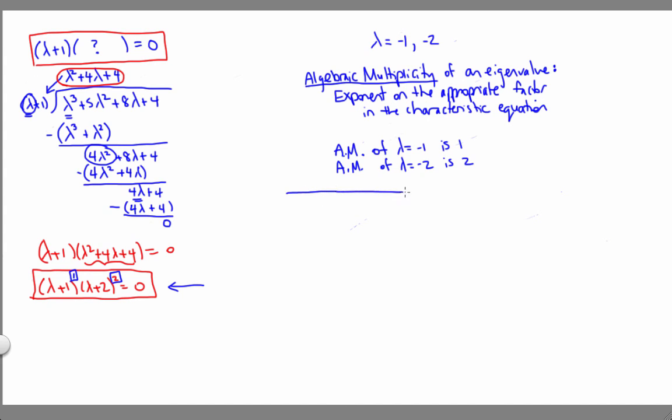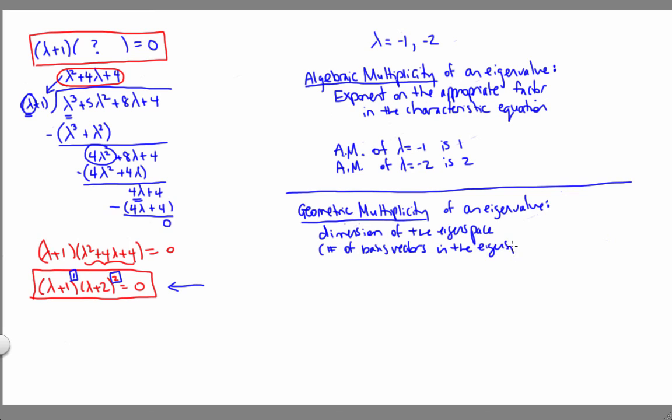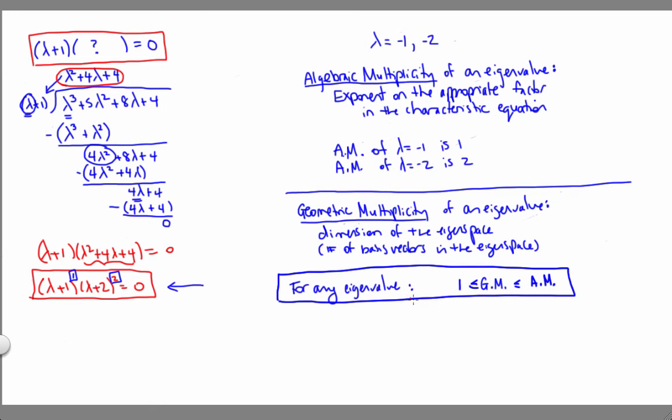At this point, we've completely answered the question, but what I'd like to do is make a connection with geometric multiplicity. The geometric multiplicity of an eigenvalue is defined as the dimension of the eigenspace, or if you state that differently, the number of basis vectors in the eigenspace. For any eigenvalue, it's always true that the geometric multiplicity is somewhere between 1 and the algebraic multiplicity.